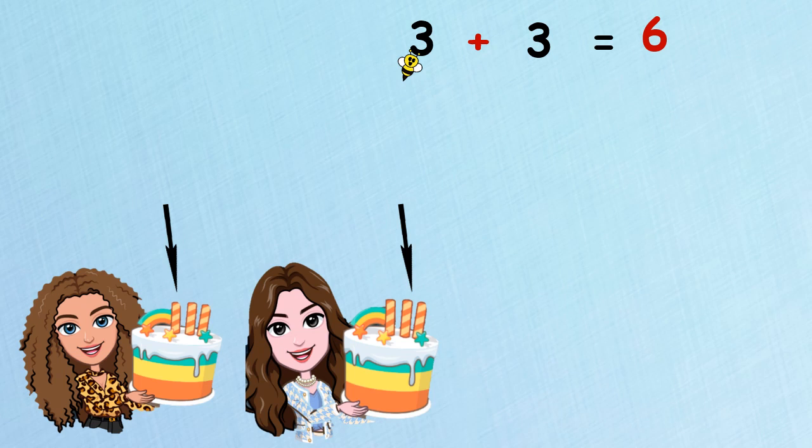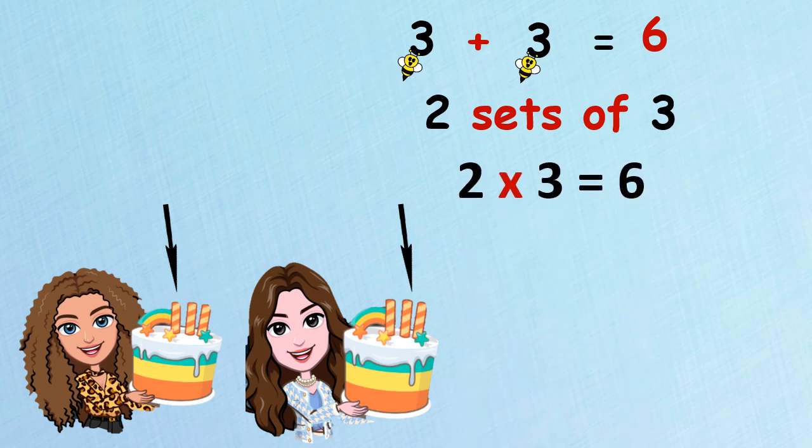So we have 1 set of 3, 2 sets of 3. Do you see that in the picture? 2 sets of 3. And we are going to replace sets of with the multiplication sign. So we say we have 2 multiplied by 3 or 2 times 3. And our answer is 6.